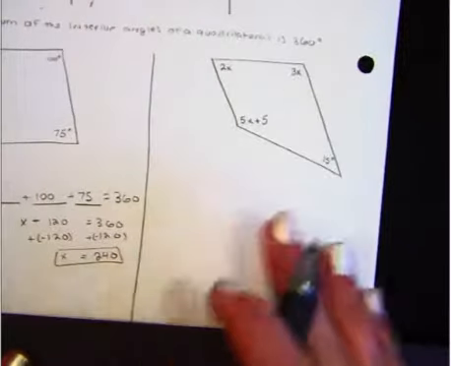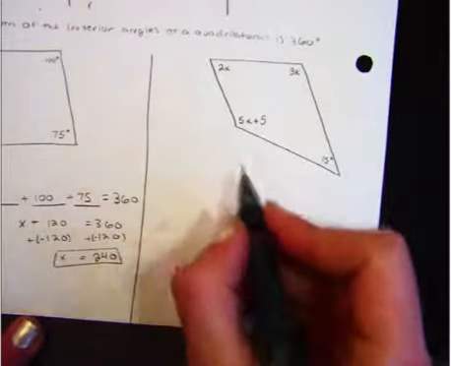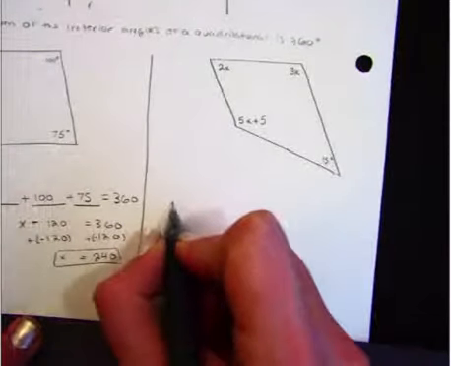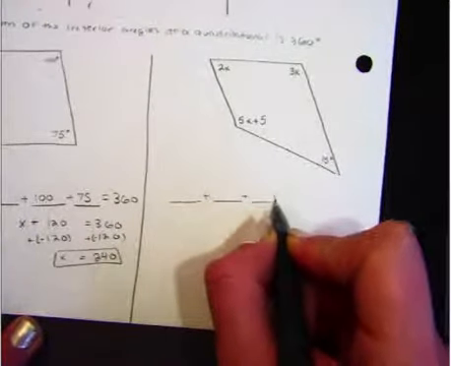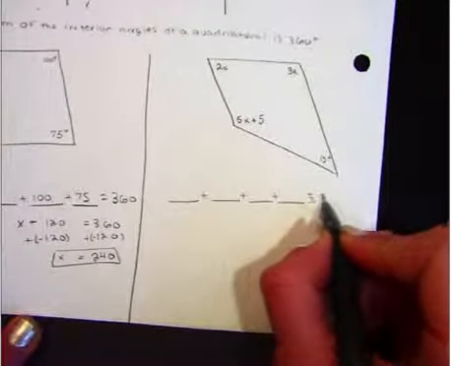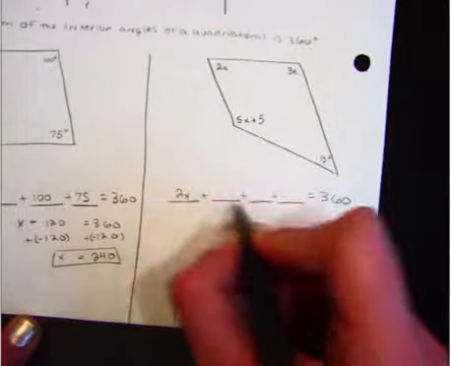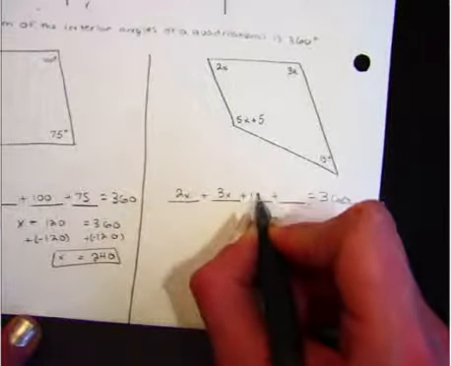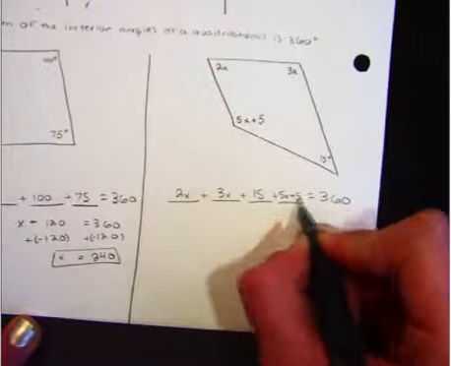And this last one. Same concept. I have 4 angles that add up to 360 degrees. Note that you don't need these blanks. I just like to put them there because it lets me know that I have to make sure to add all 4 angles. My first angle is 2x, second 3x, third 15, and last 5x plus 5.